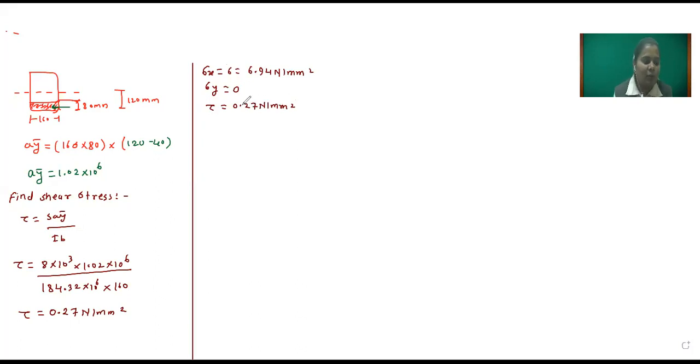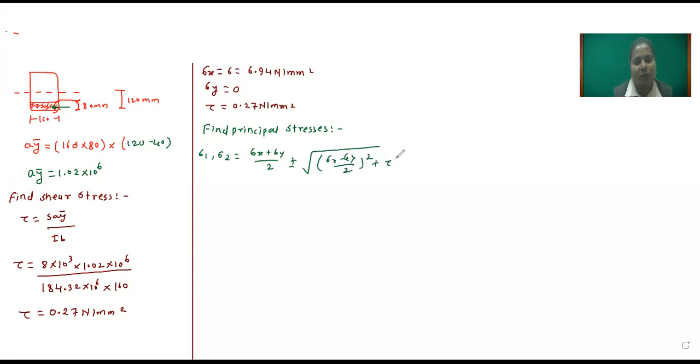So now we are able to find out principal stresses. The next step is to find principal stresses. And already we know how to find them. So sigma 1, sigma 2 is equal to (sigma x plus sigma y) by 2 plus minus square root of ((sigma x minus sigma y) by 2) whole square plus tau square.